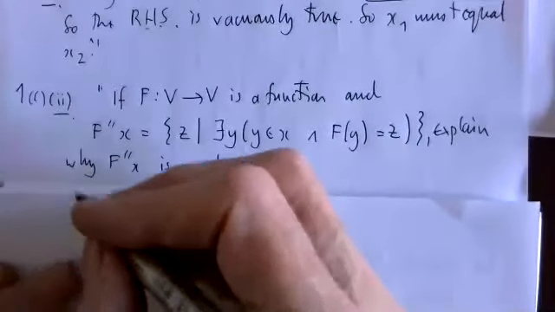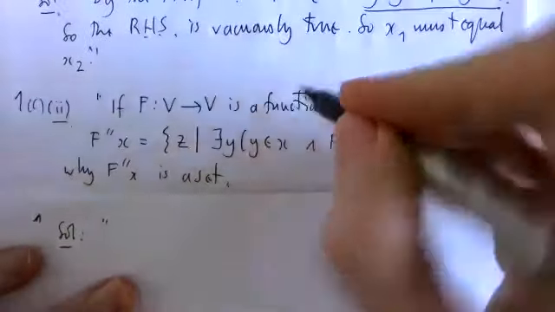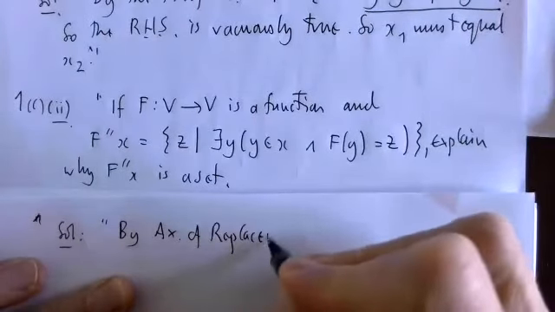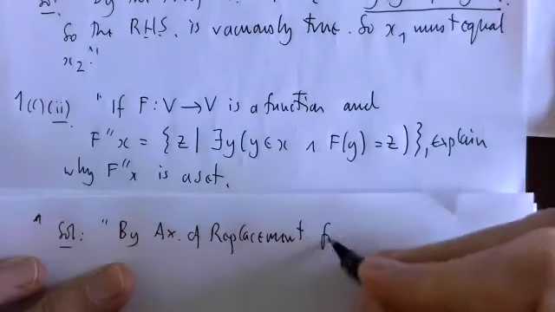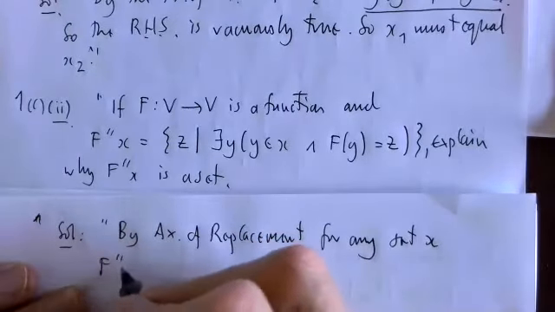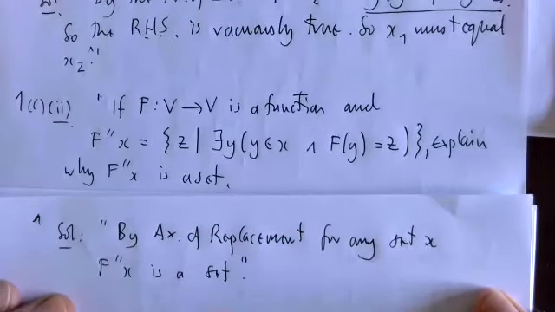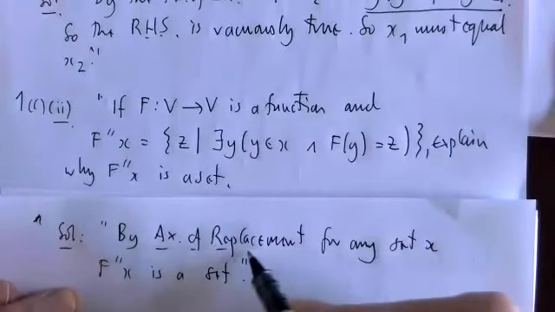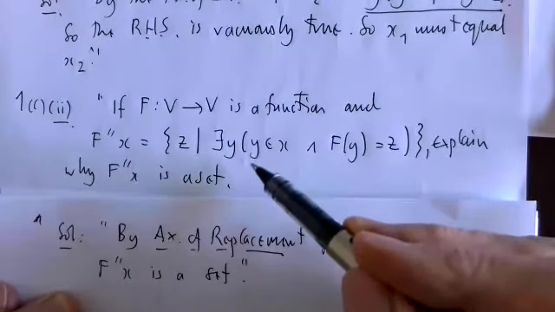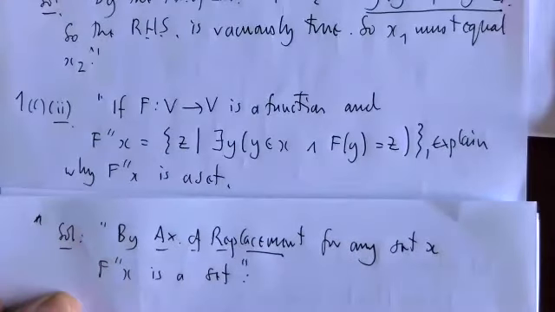So the solution here would be to say, solution: you just quote the axiom of replacement. For any set X, f on X is a set. That's all you have to say, right? The question is wanting you to just give the reason as to why we as set theorists take this to be a set. And it's because we have this axiom here.